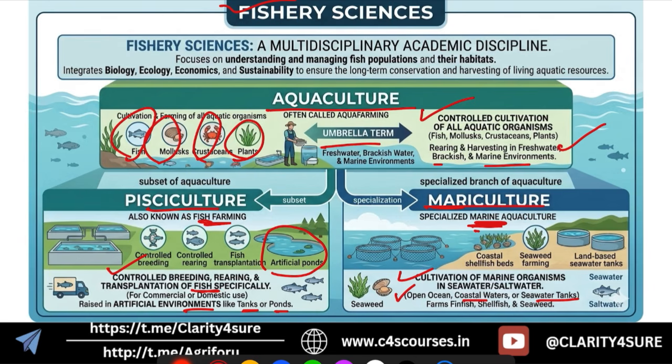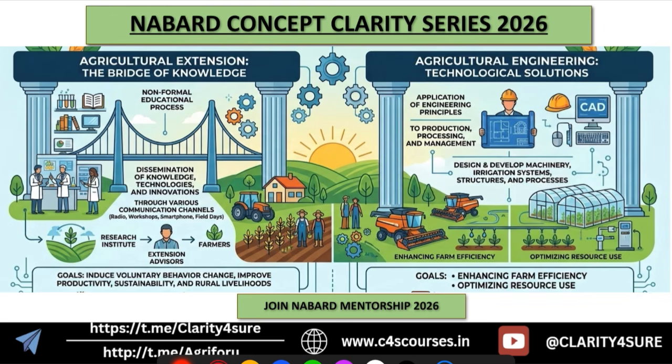So what kind of fishes or aquatic animals are involved? It can be farmed finfish, shellfish, or even seaweed. Okay, so seawater or saltwater fishes, seaweeds, and some shellfish are involved in this. So what is important? The word marine is important in mariculture.